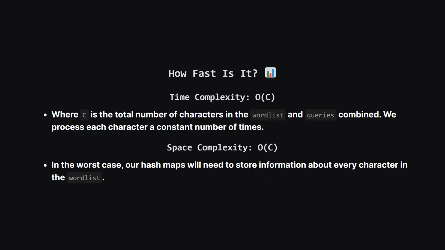So how efficient is this approach? The time complexity is big O of C, where C is the total amount of text content across both the word list and the queries. This is because we have to read every character to build our maps and process the queries. The space complexity is also big O of C, because our lookup tables will grow in size based on the content of the word list. This is a great trade-off. We use a bit more memory to get a huge speed improvement.